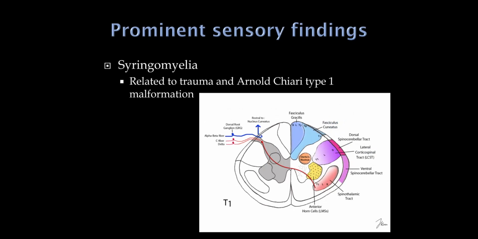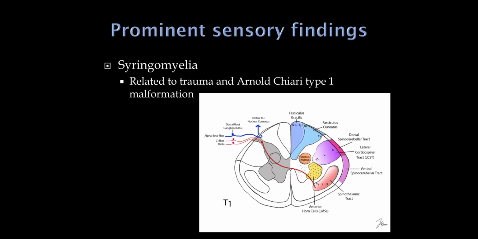Now, a few conditions that mainly affect sensory pathways in the spinal cord. Most common is syringomyelia. Syringomyelia is a central cavitation of the spinal cord, and this is related either to trauma, so someone maybe was in a car accident and had some shear force damage to the spinal cord, and then over time that can lead to a slow cavity building up in the center of the cord.